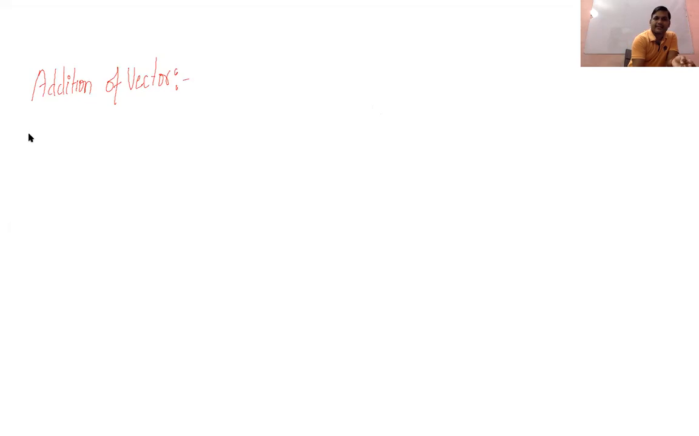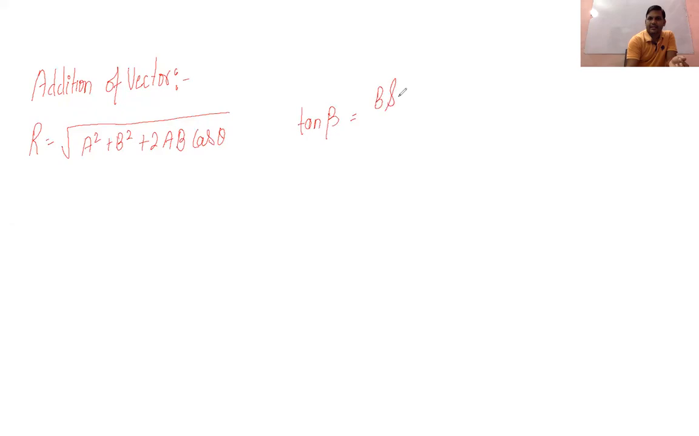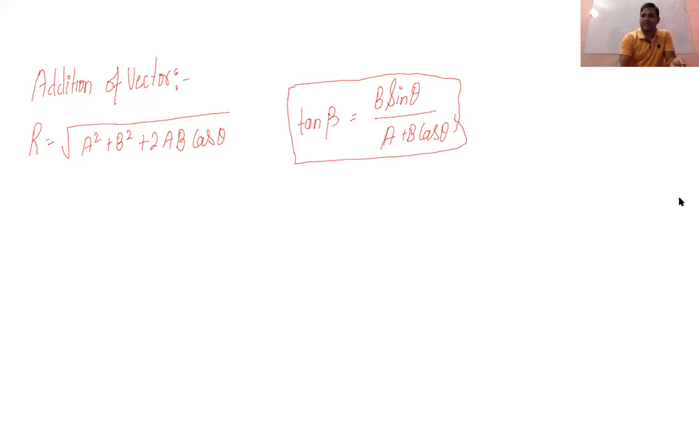Let's say there is a resultant R equal to under root A square plus B square plus 2AB cos theta. This was the resultant formula, and the angle of the resultant was tan beta equal to B sine theta upon A plus B cos theta. So far we have discussed these things. What formula should be at your fingertips? So let's go through that.